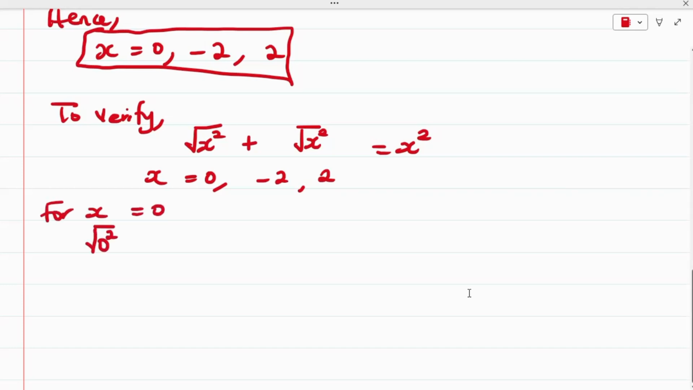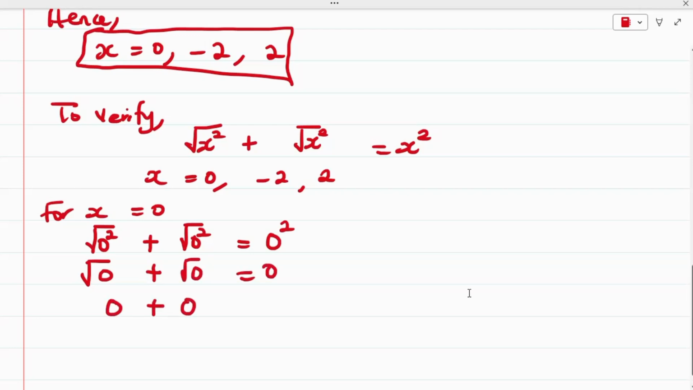So we're going to say for x equals 0, we have the square root of 0 squared plus the square root of 0 squared is equal to 0 squared. So we have the square root of 0 plus the square root of 0 is equal to 0. Square root of 0 is 0, plus the square root of 0 is 0, which is equal to 0. So 0 is equal to 0. So we have that the left hand side is equal to the right hand side.